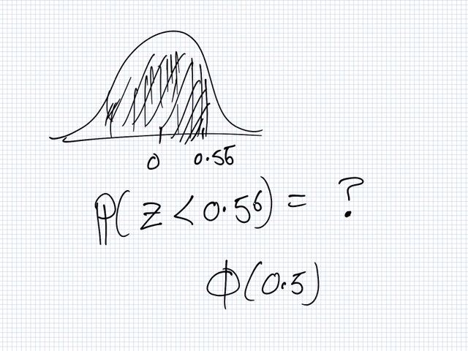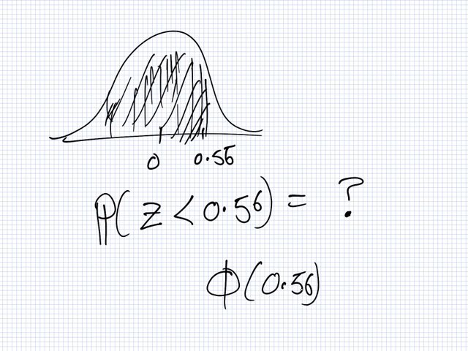So for example, you would look up 0.56. So you would go to 0.5, and to get the extra decimal point, you would go to here. 0.7123. So that means 71% of these numbers are smaller than 0.56.